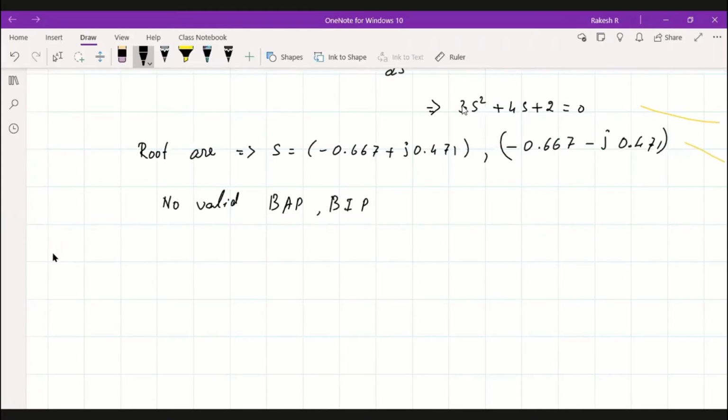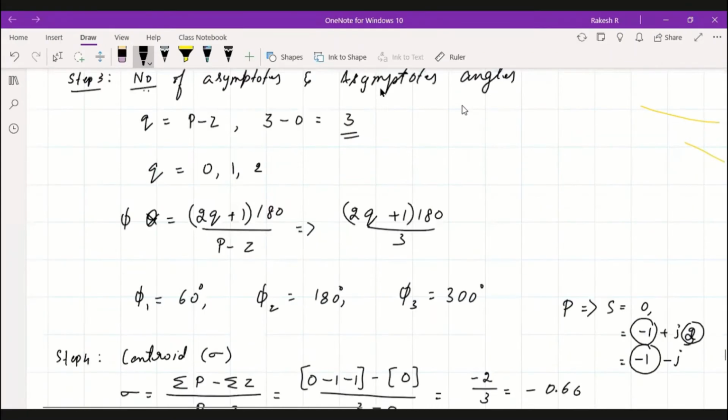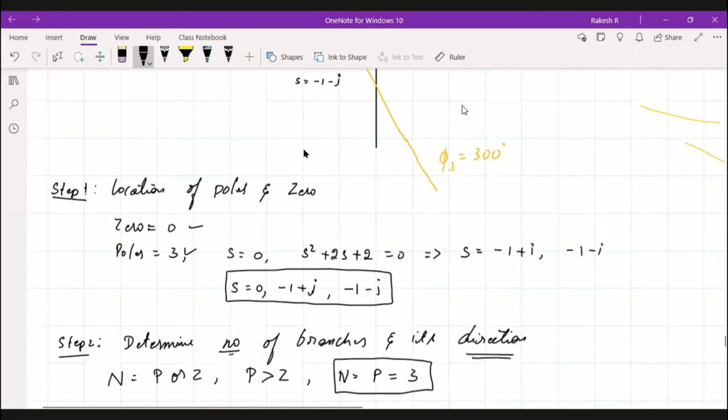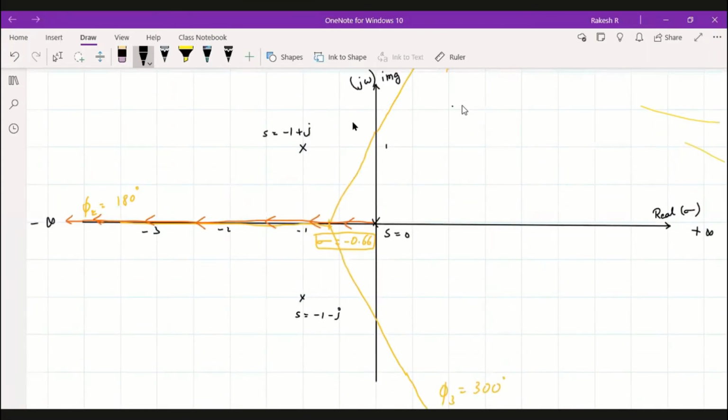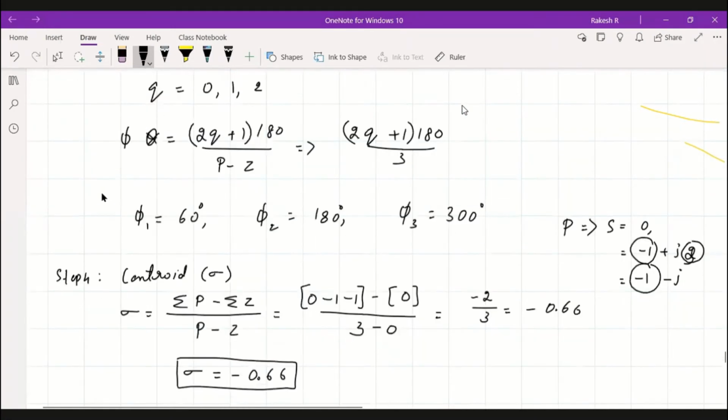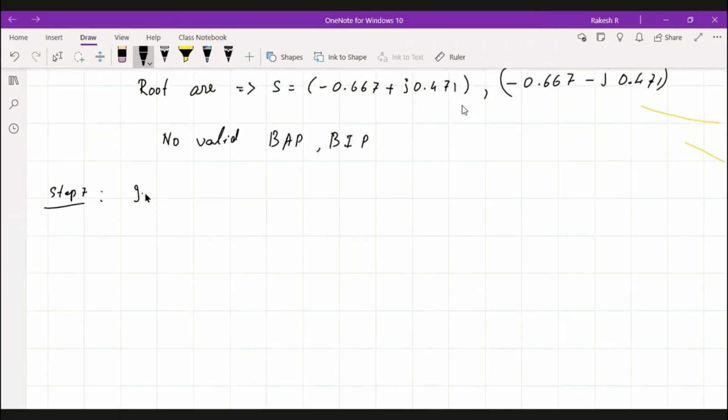Next we move on to step 7. Step 7 is to find where the root locus crosses the imaginary axis. We know this is the root locus starting point, and it will be crossing the imaginary axis. We need to determine the intersection point with the imaginary axis.